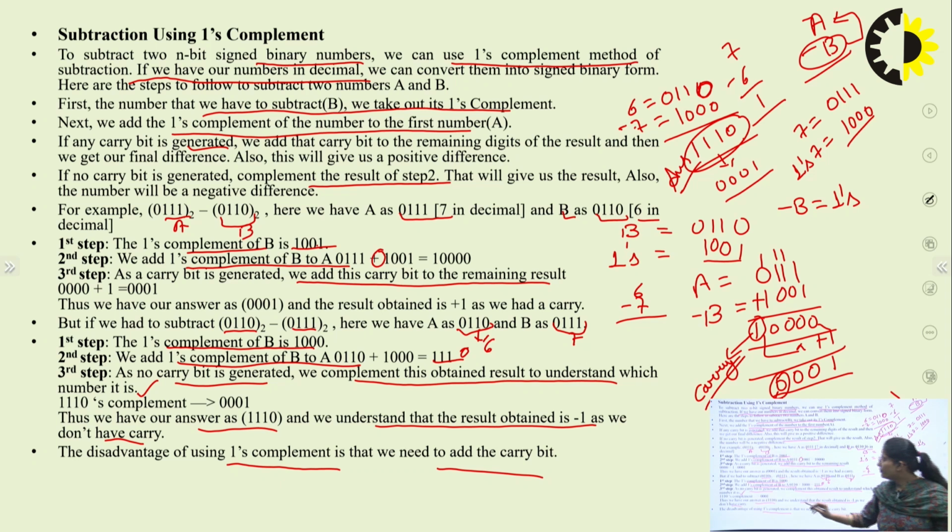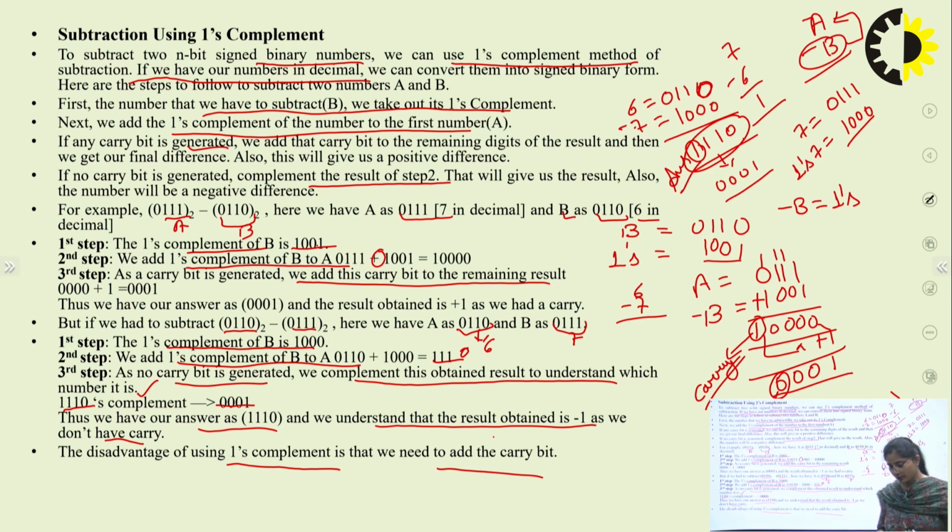So when we complement this result 1 1 1 0, then we get 0 0 0 1. That is equal to 1. But in the result, we get MSB bit 1, so it is equal to minus 1. This is the disadvantage of 1's complement. That's why for subtraction, we generally use 2's complement.